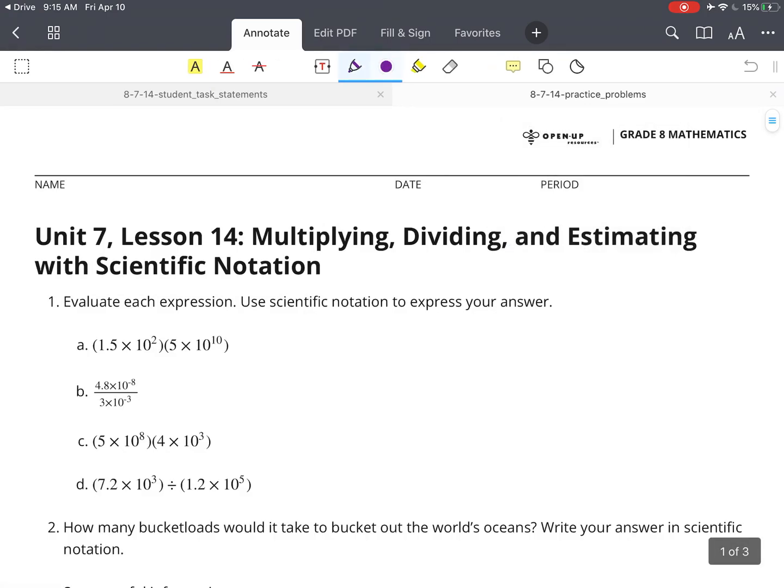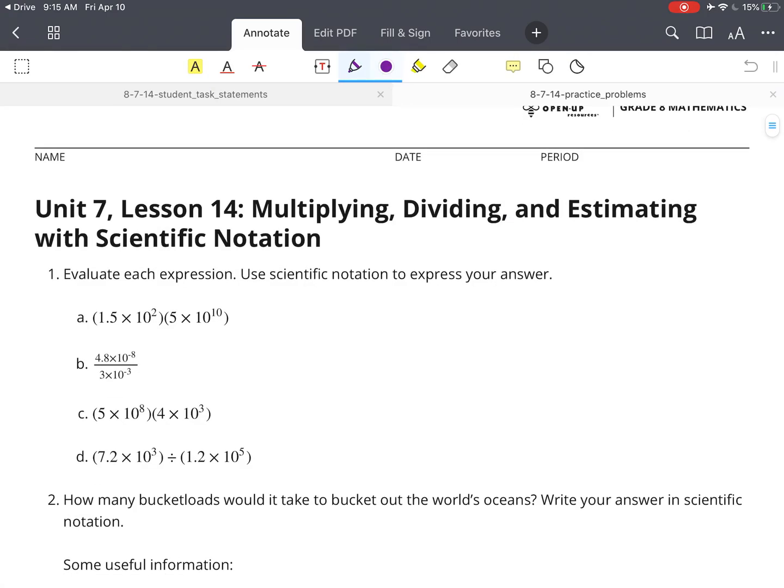So switching over to the practice. Evaluate each expression, use scientific notation to express your answer.